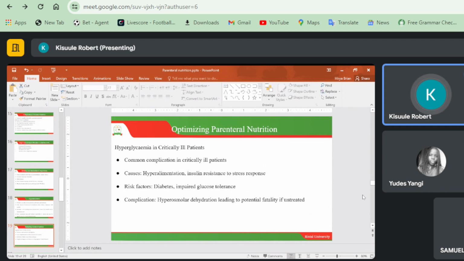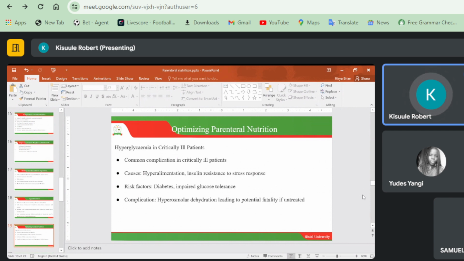Hyperalimentation could also be referred to as the total parenteral. Yeah, we remember what total parenteral was. Total parenteral was when we are giving the feeds directly to the individual intravenously using the central parts. So don't be confused when we talk of the hyperalimentation.